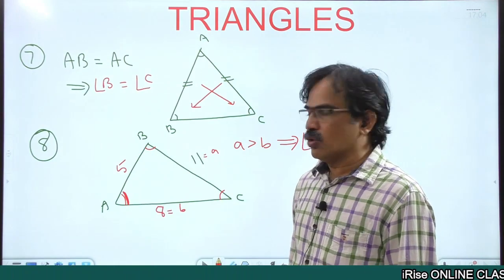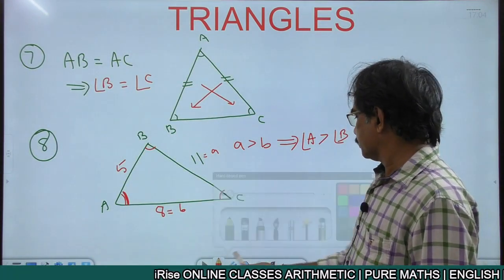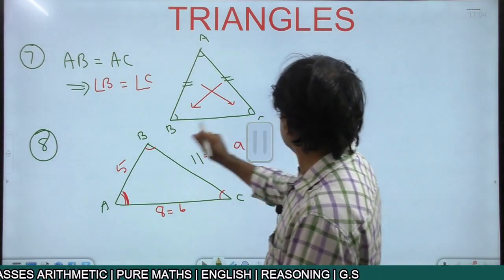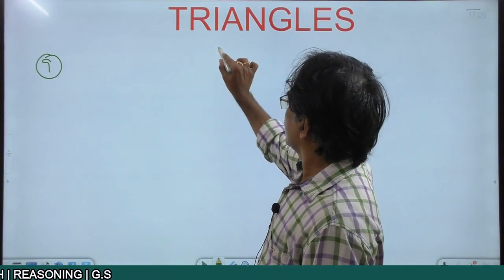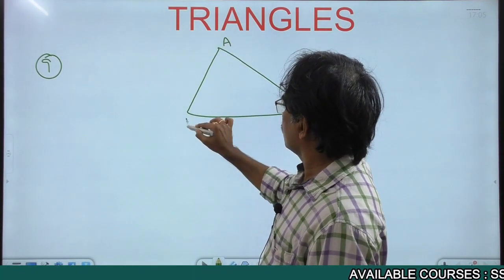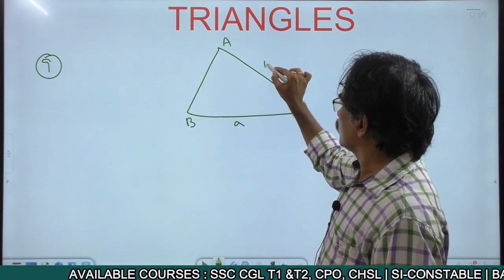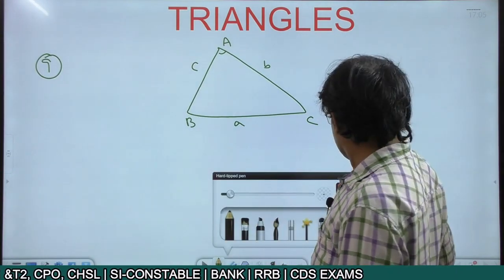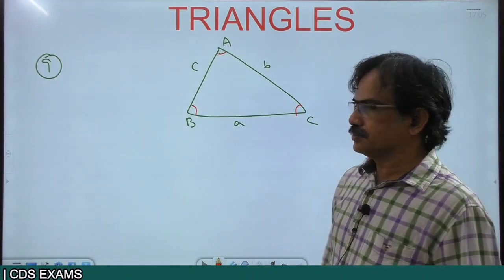I want to give one more important point. See carefully. Point number 9. See here, this is a triangle A, B, C. This is small a, small b, small c. Angle A, angle B, angle C.